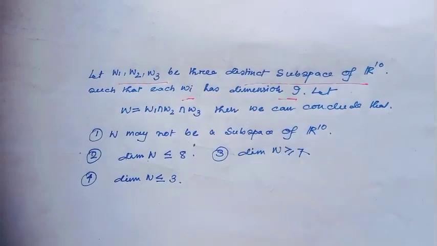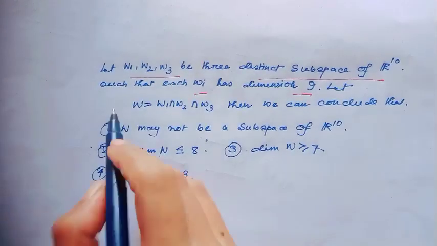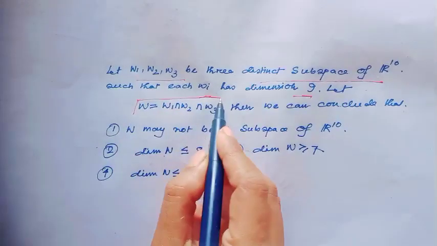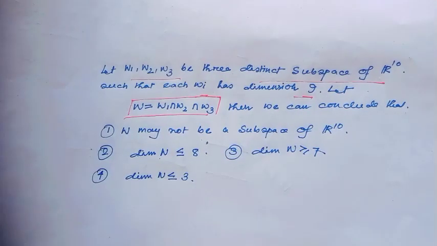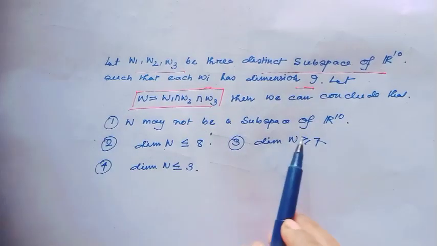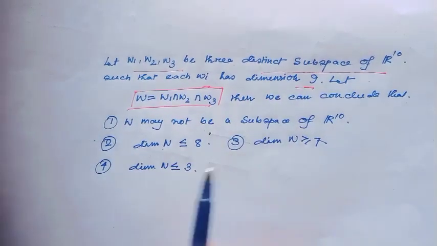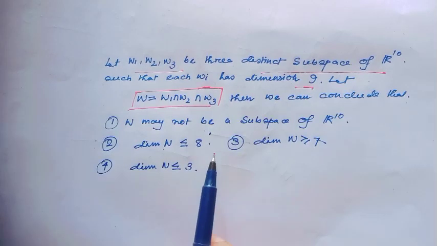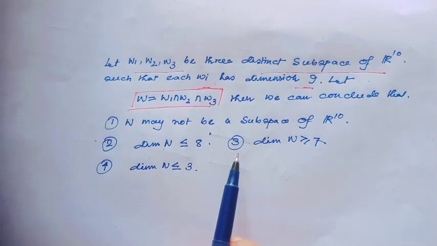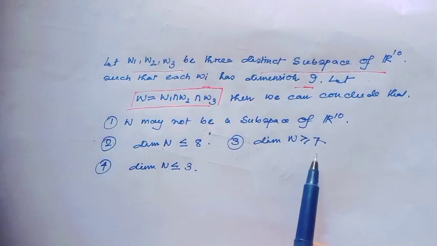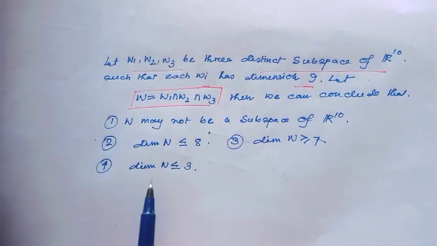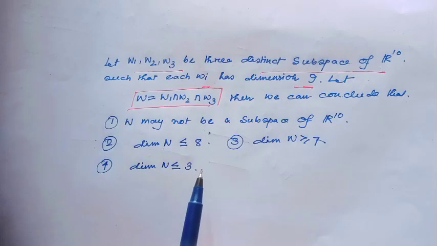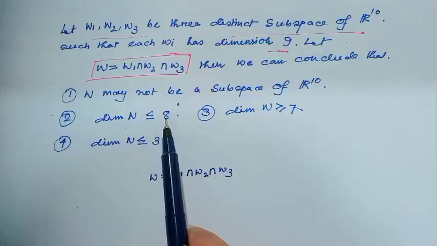9. Let capital W equal W1 intersection W2 intersection W3. Then we can conclude that: option 1, W may not be a subspace of R10. Option 2, dimension of W is less than or equal to 8. Option 3, dimension of W is greater than or equal to 7. Option 4, dimension of W is less than or equal to 3.